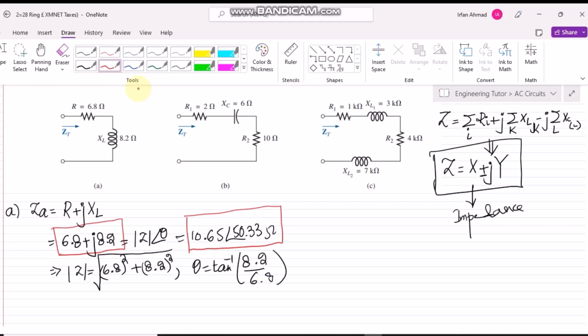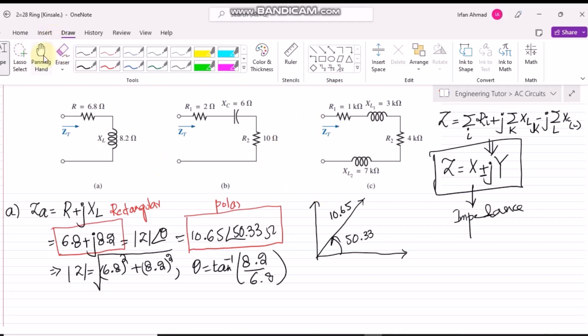Okay. So, these are basically the two forms, where this is the polar form and this is the rectangular form. Now, in order to represent them on the impedance diagram, what we can do here is, the angle it will make will be 50.33, while the amplitude here will be 10.65. So, that is the answer of part A, where we have calculated all the values which were required.